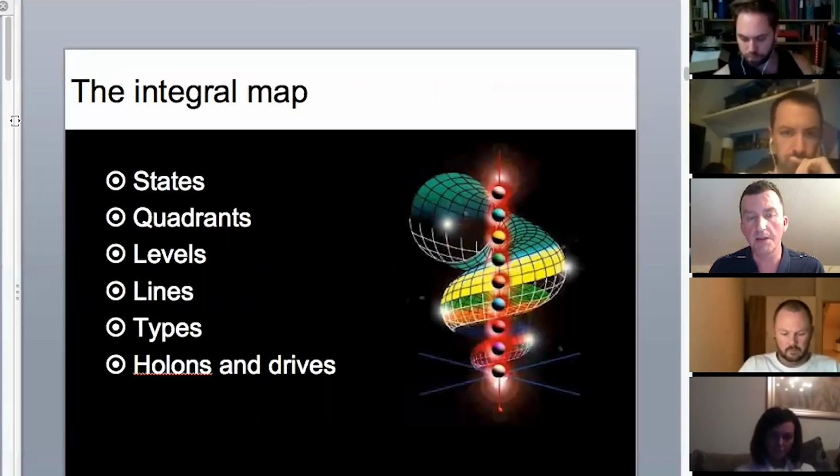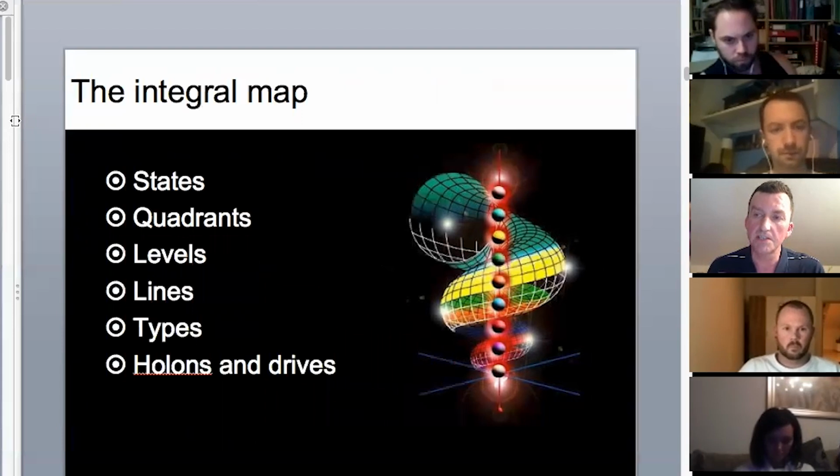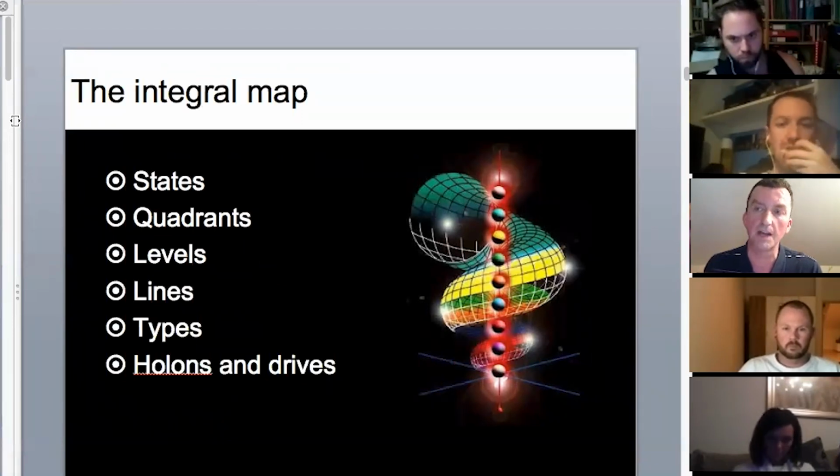So the integral map pulls together a number of pieces to show how humans grow. All these pieces are very well researched, and the people who did the research in these areas found that when they'd completed their research and started to test what they'd done to help people grow up faster and in a less traumatic way, a lot of these researchers said, actually, I expected people to start growing hugely, really quickly, and they didn't. They just grew a little bit.